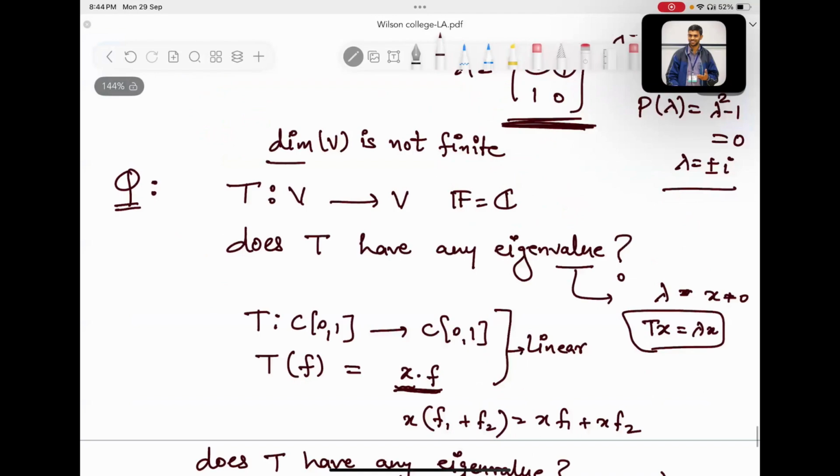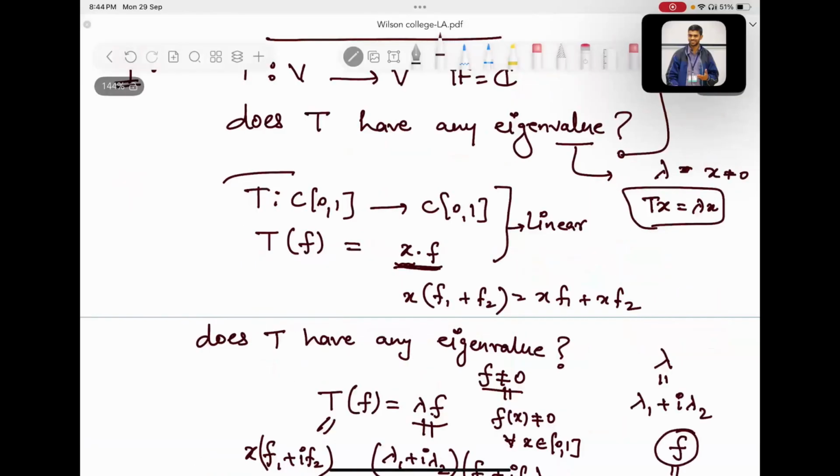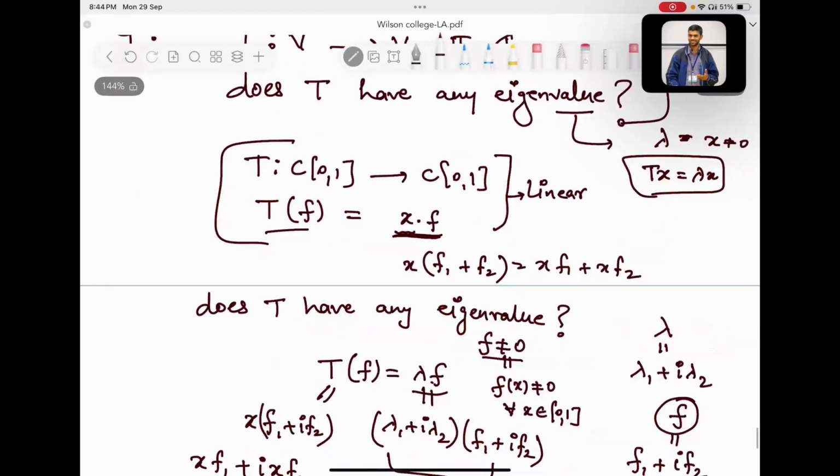It is actually not an easy observation, but the point is, if your dimension is not finite, then a linear transformation may not have any eigenvalue. And the example for that, you can take this one. You just take T, a linear transformation from C[0,1] to C[0,1], and the transformation is T of f equal to x into f. Then this linear transformation cannot have any eigenvalue. This is one of the important examples.